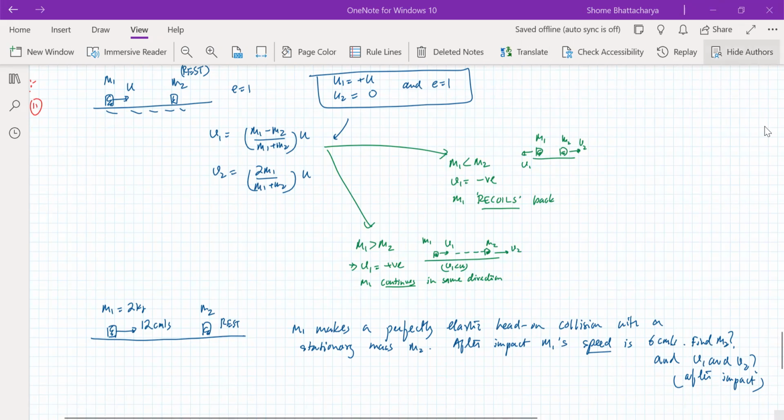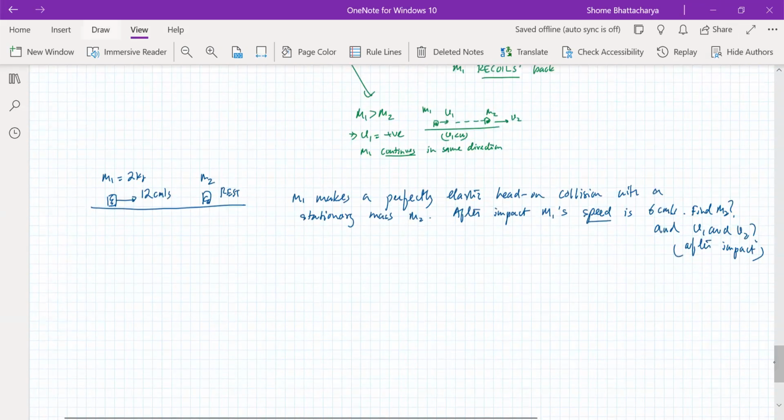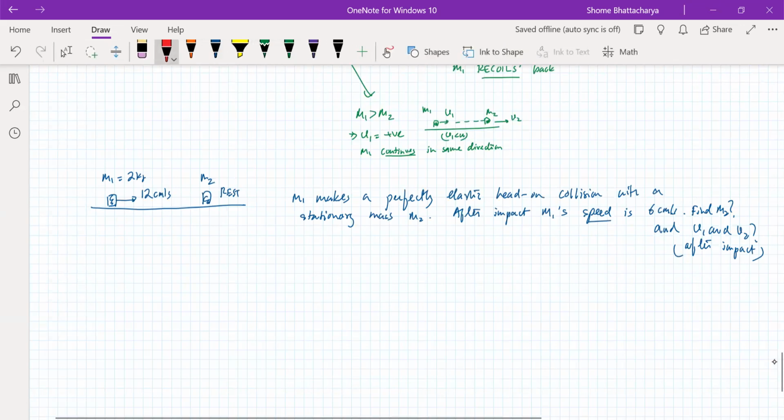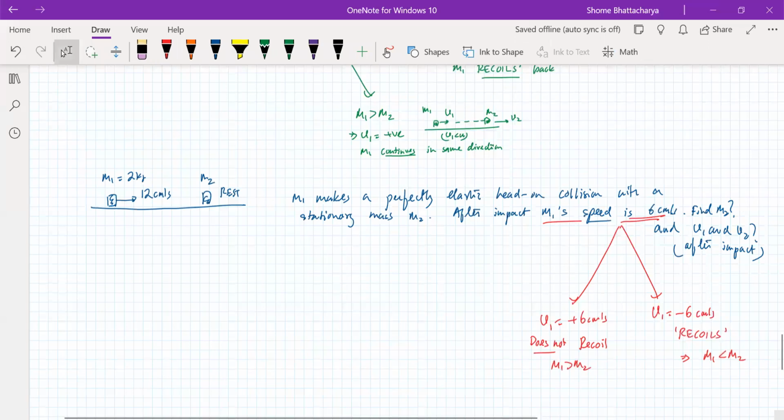Okay, so we can understand that if it's given to us that the speed is 6 centimeters per second for M1, we can take two cases. V1 can be plus 6 and V1 can also be minus 6. Okay, so in this case it recoils. That basically means that M1 is lighter than M2, and in this case it does not recoil. This is the case where M1 would be heavier than M2.